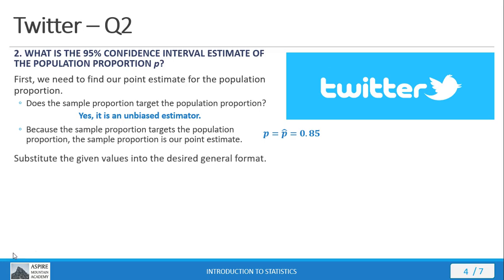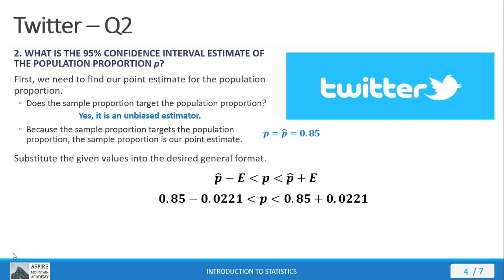Next, we substitute the given values into the desired general format. If we start out with this general format, which is the most commonly used, we just substitute what we know, our point estimate and our margin of error, subtract on the left, add on the right, punch that on our calculator, and we get 0.828 to 0.872. This is our 95% confidence interval estimate.